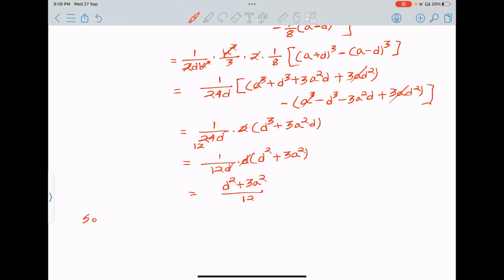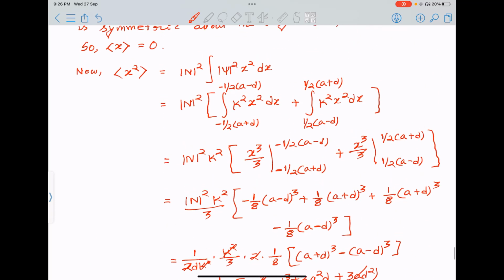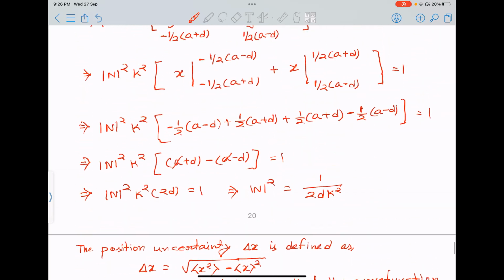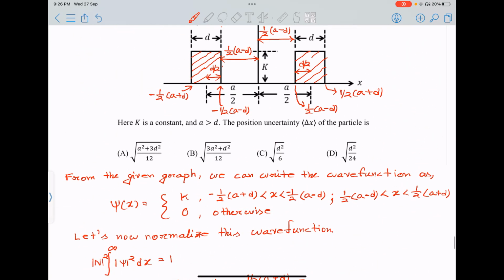So that delta x is root under 3a square plus d square by 12. So let me check the options. So option B would be correct.